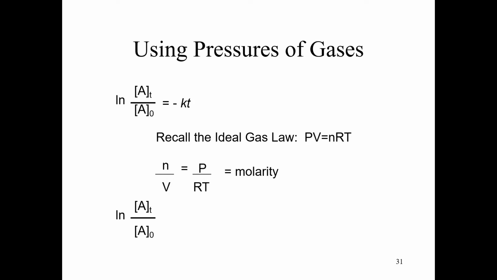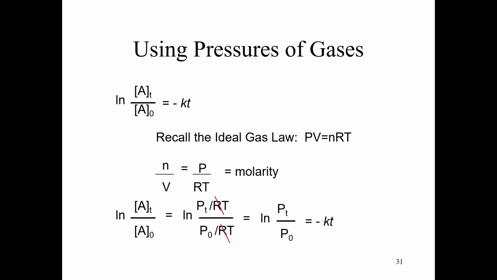Remember, in this case, A is a gas, so the molarity at the end is going to be the final pressure over RT. We assume that the temperature remains constant, and the initial molarity would be the initial pressure over RT. So that means that the RTs are going to cancel out, and you end up with log of P_t over P_0, and we know that that equals minus kt.